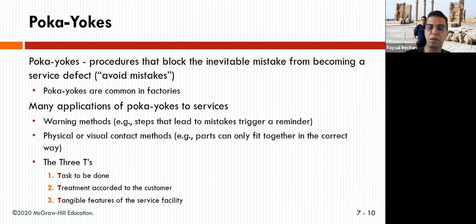So the three ways of doing it, without going into details, is called the 3T: task to be done, treatment accorded to the customer, and tangible features of the services. These are the 3Ts of Poka-yoke.